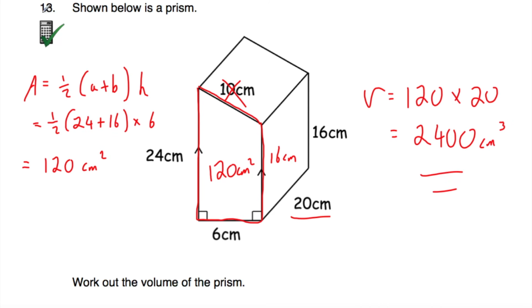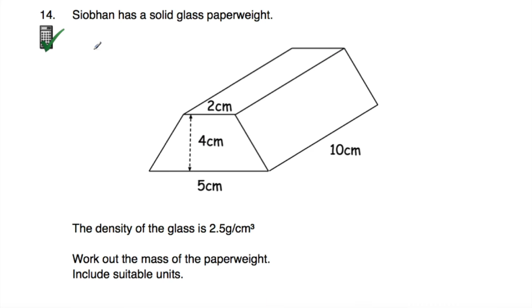Okay, let's have a look at our next question, question number 14. Question number 14 says, Siobhan's got a solid glass paperweight. So we've got the solid glass paperweight. It's a trapezoid prism. We've got this trapezium at the front, and as you can see, it's a prism. We're told the density of the glass is 2.5 grams per centimeter cubed. So every single centimeter cubed of this glass paperweight has got a mass of 2.5 grams. We've been asked to work out the mass of the paperweight, include suitable units. So we want to find out how heavy this paperweight is. We want to find its mass.